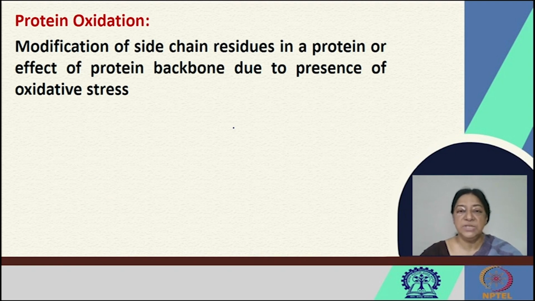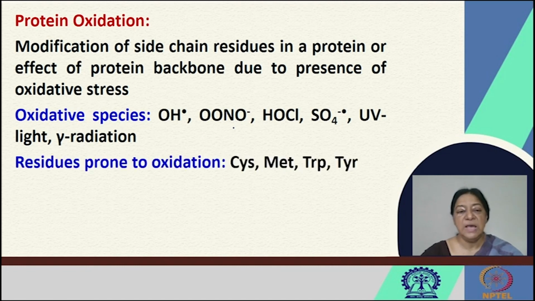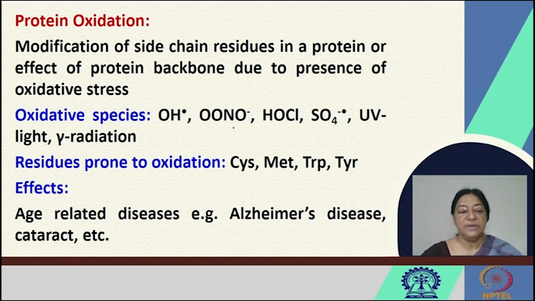The protein oxidation, therefore, that occurs is a modification of a side chain residue in a protein that can affect the protein backbone due to the presence of oxidative stress, in terms of the components that we looked at, whether they are ROS or RNS. So the oxidative species are these, and the residues prone to oxidation mostly are cysteine, methionine, tryptophan, or tyrosine.